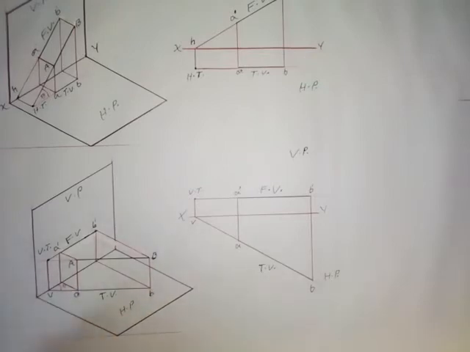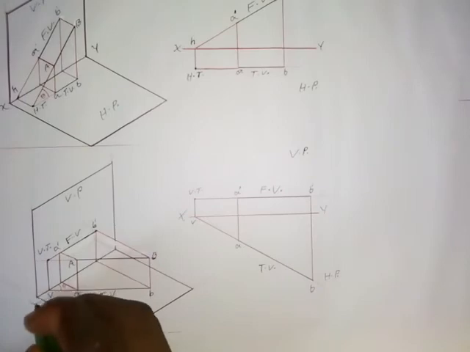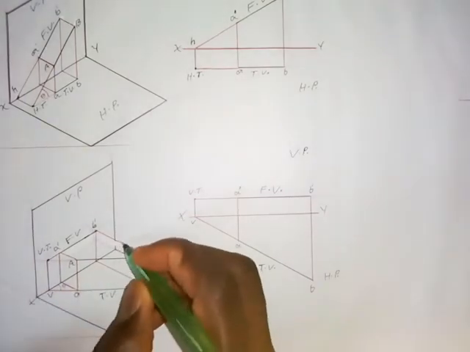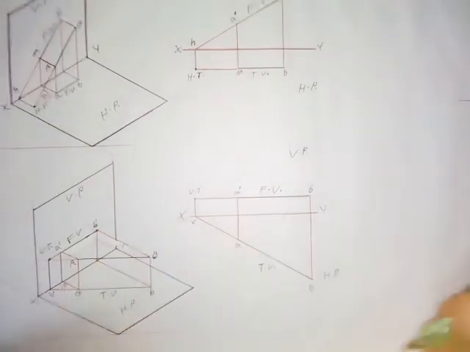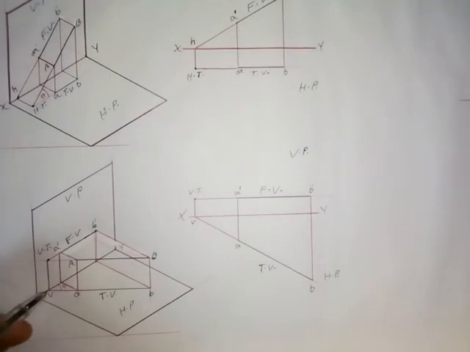So now, if you look at it, if I extend this line, the line goes like this, and it meets the XY line at this point. So this is the XY line. It meets the XY line at this point.